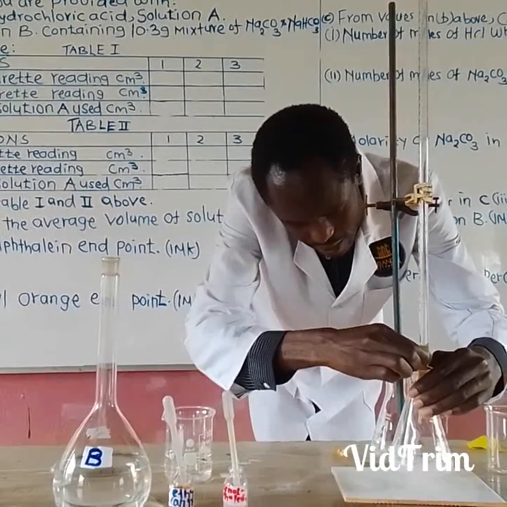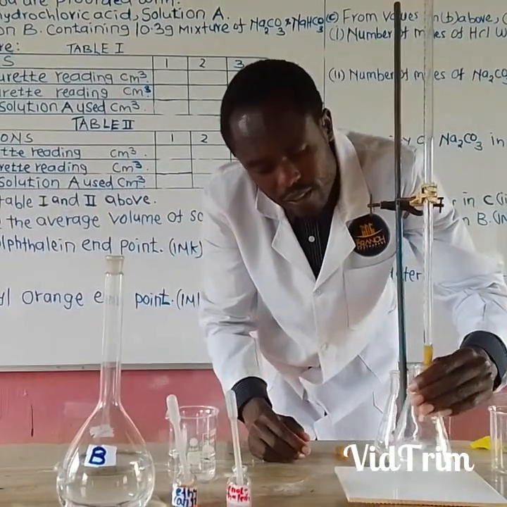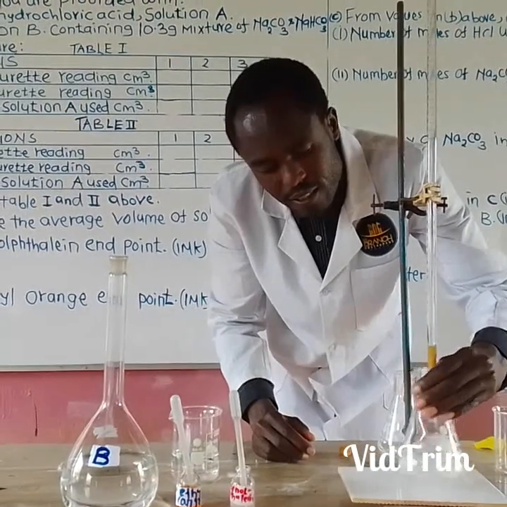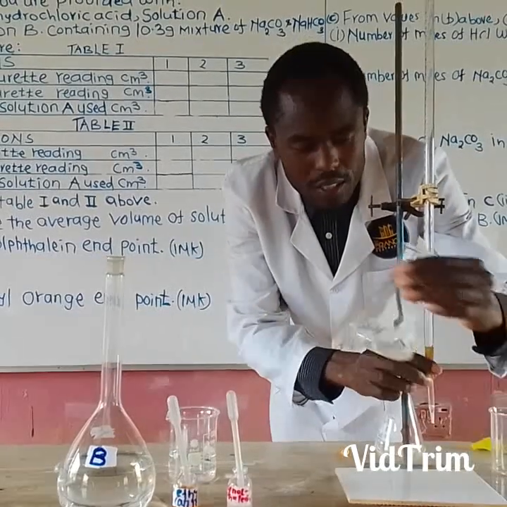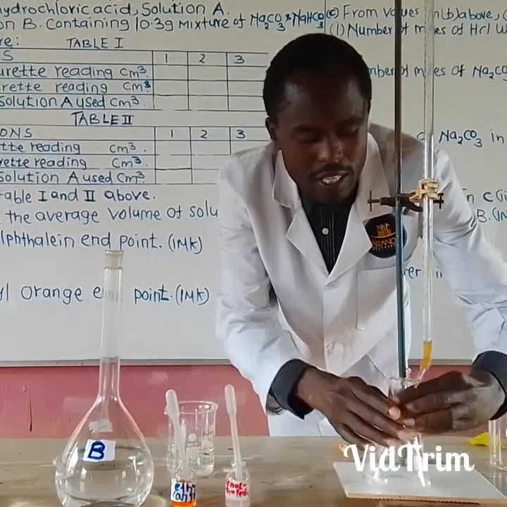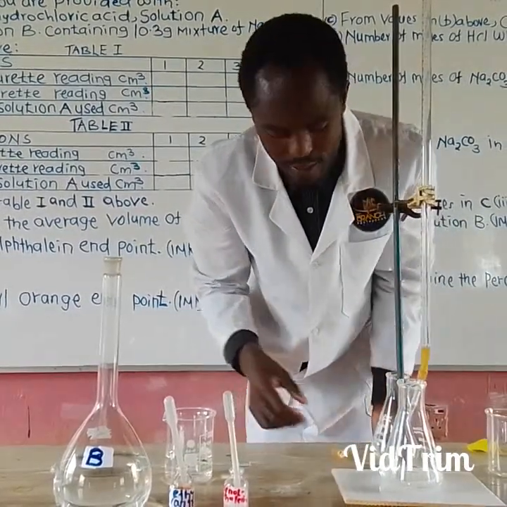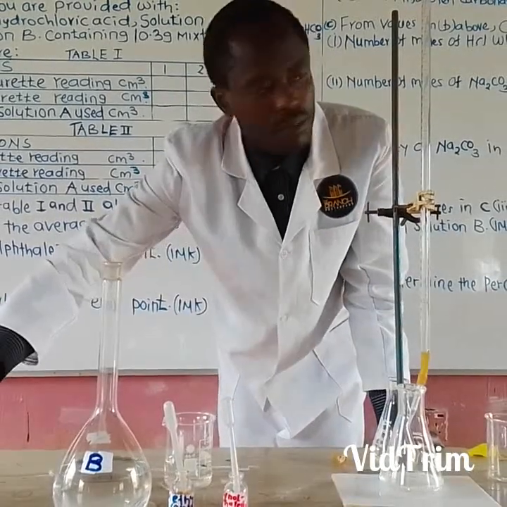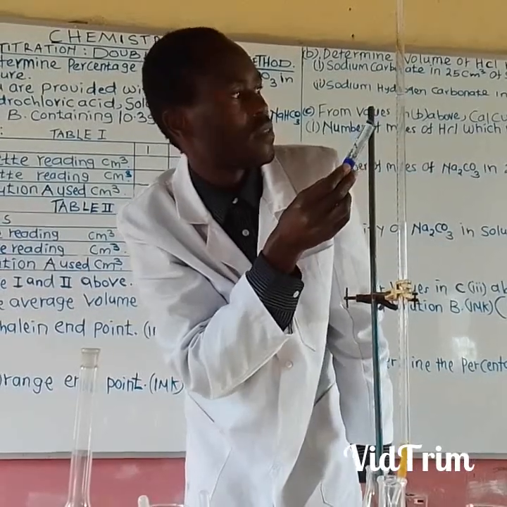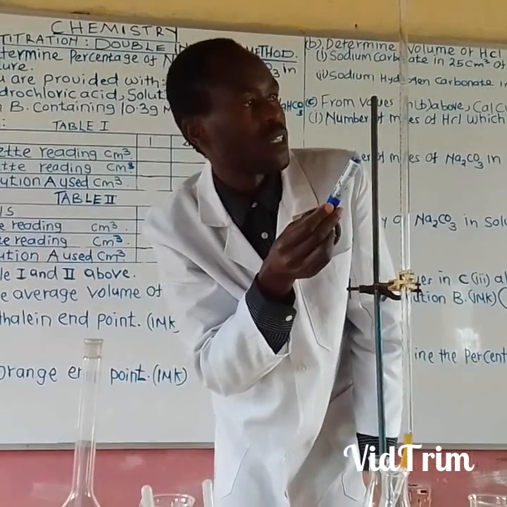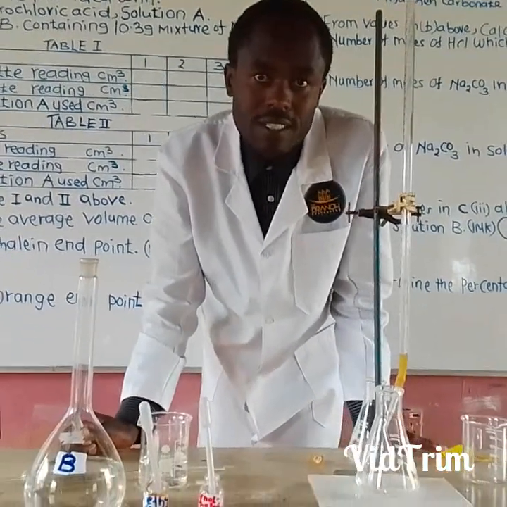It is now almost turning. It has now turned colorless. The solution B has turned colorless. You can now see, my student, it is colorless now. So if that is the case, you stop titrating, then you read on the burette. And when I read on the burette, it is 8.9. The final reading is 8.9.